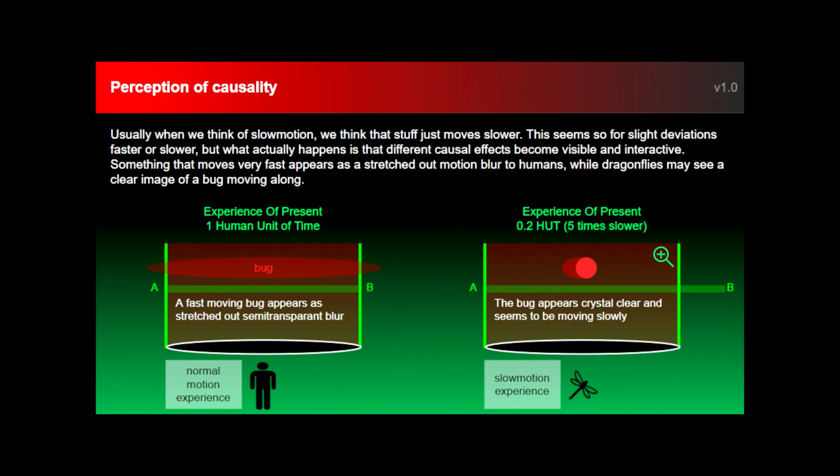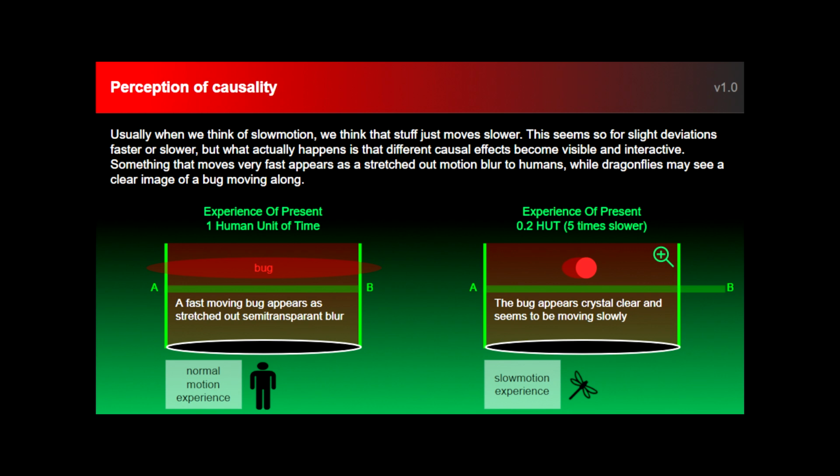Perception of causality. Usually when we think of slow motion, we think that stuff just moves slower. This seems so for slight deviations faster or slower. But what actually happens is that different causal effects become visible and interactive. Something that moves very fast appears as a stretched out motion blur to humans, while dragonflies may see a clear image of a bug moving along.